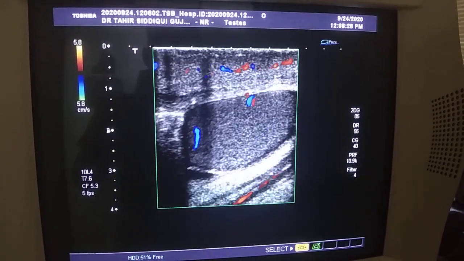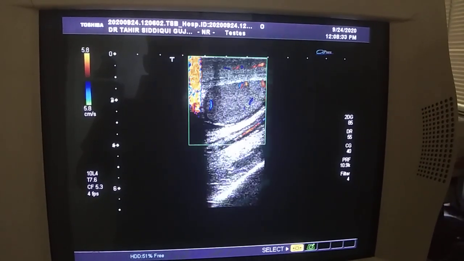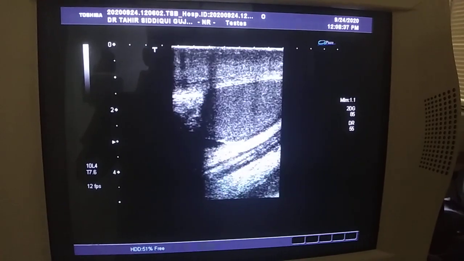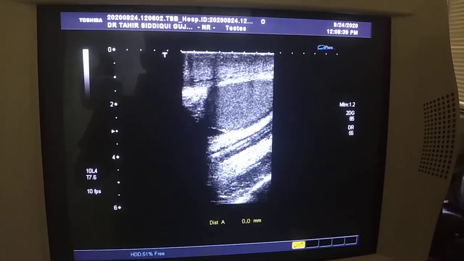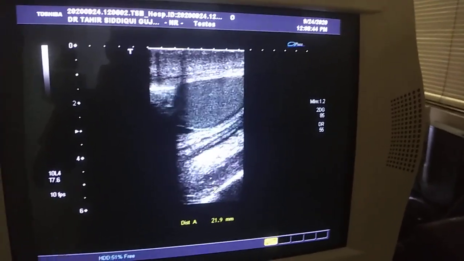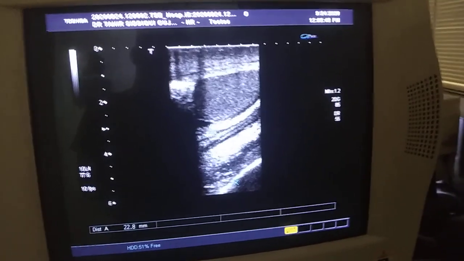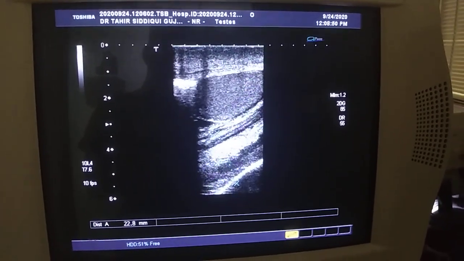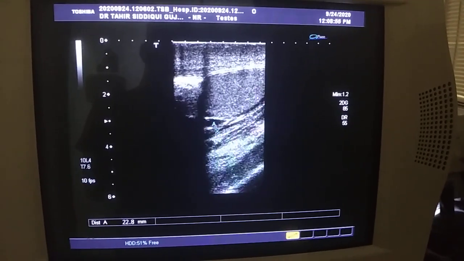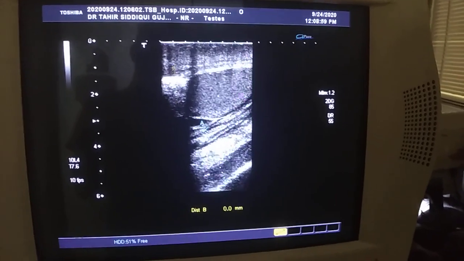The perfusion is normal. The abnormal finding in this is the thickness. Note the thickness of the wall of the scrotum. This is the scrotal wall. It's about 22.2 millimeters, or 23 millimeters. So it is thick in the posterior region, and superiorly or anteriorly in this region.